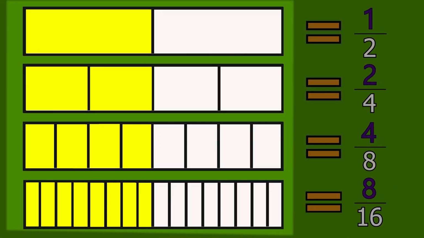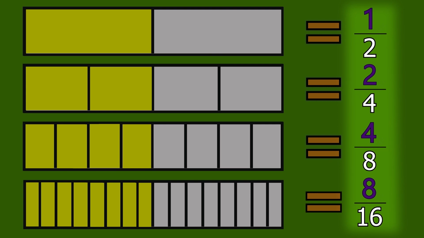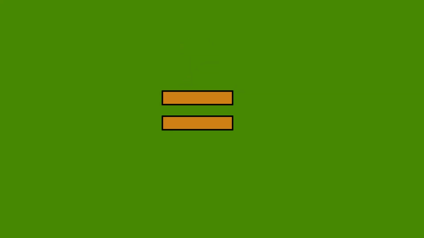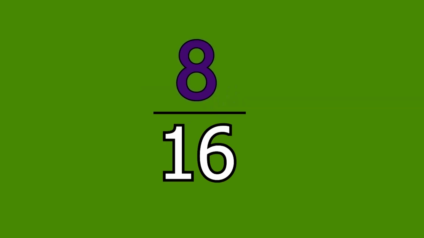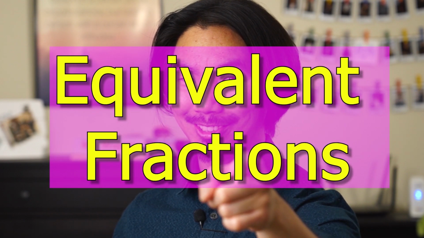Maybe you've noticed by now that we've been talking about halves this whole time, and yet we've been writing different fractions. So remember how I was talking about equivalent fractions being fractions that are the same, but they have a different name? Well, we just proved that 1/2 is the same thing as 2/4, which is the same thing as 4/8, which is the same thing as 8/16. And those, my friend, are equivalent fractions.